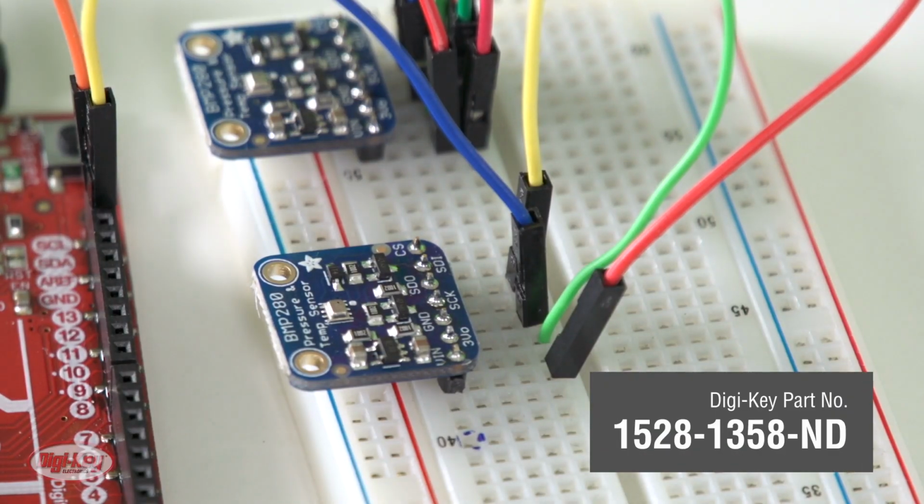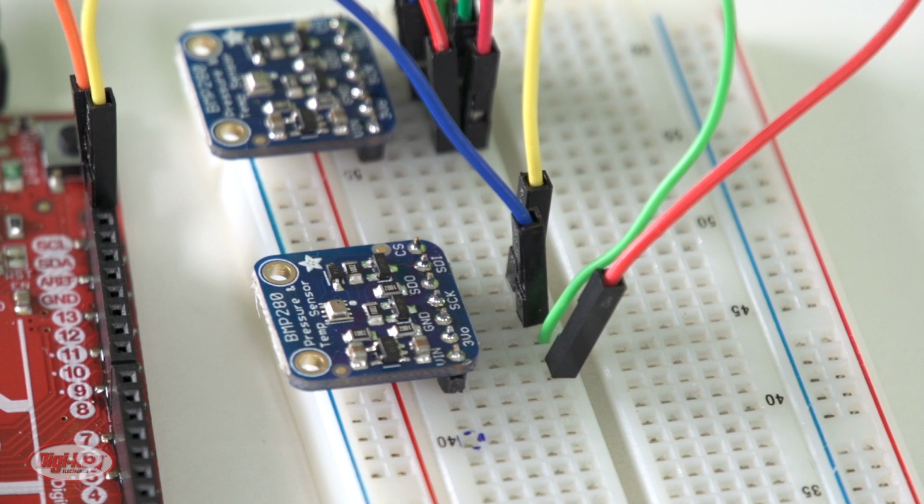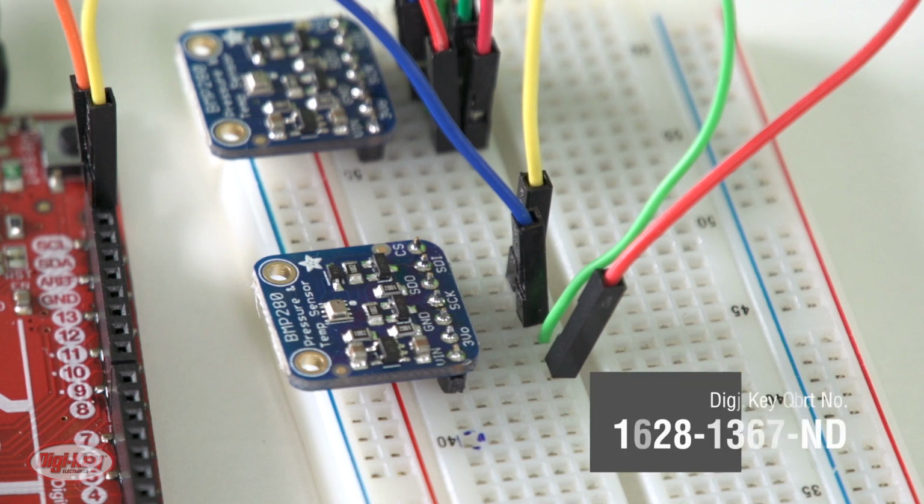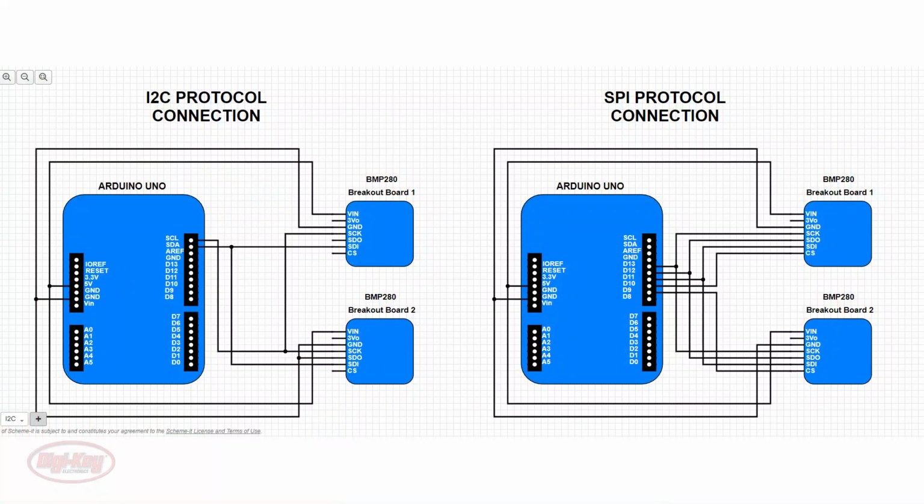Here I have the BMP-280 breakout board from Adafruit. The BMP-280 is a pressure plus temperature sensor that supports both I2C and SPI. To show some differences between I2C and SPI protocols, I will connect two BMP-280 breakout boards to the Adafruit Metro in I2C and SPI arrangements. As you can see in the schematic diagram, the SPI protocol requires more pins than the I2C implementation. Using I2C, there are only two pins used to connect both of the BMP-280 breakout boards to the Adafruit Metro.